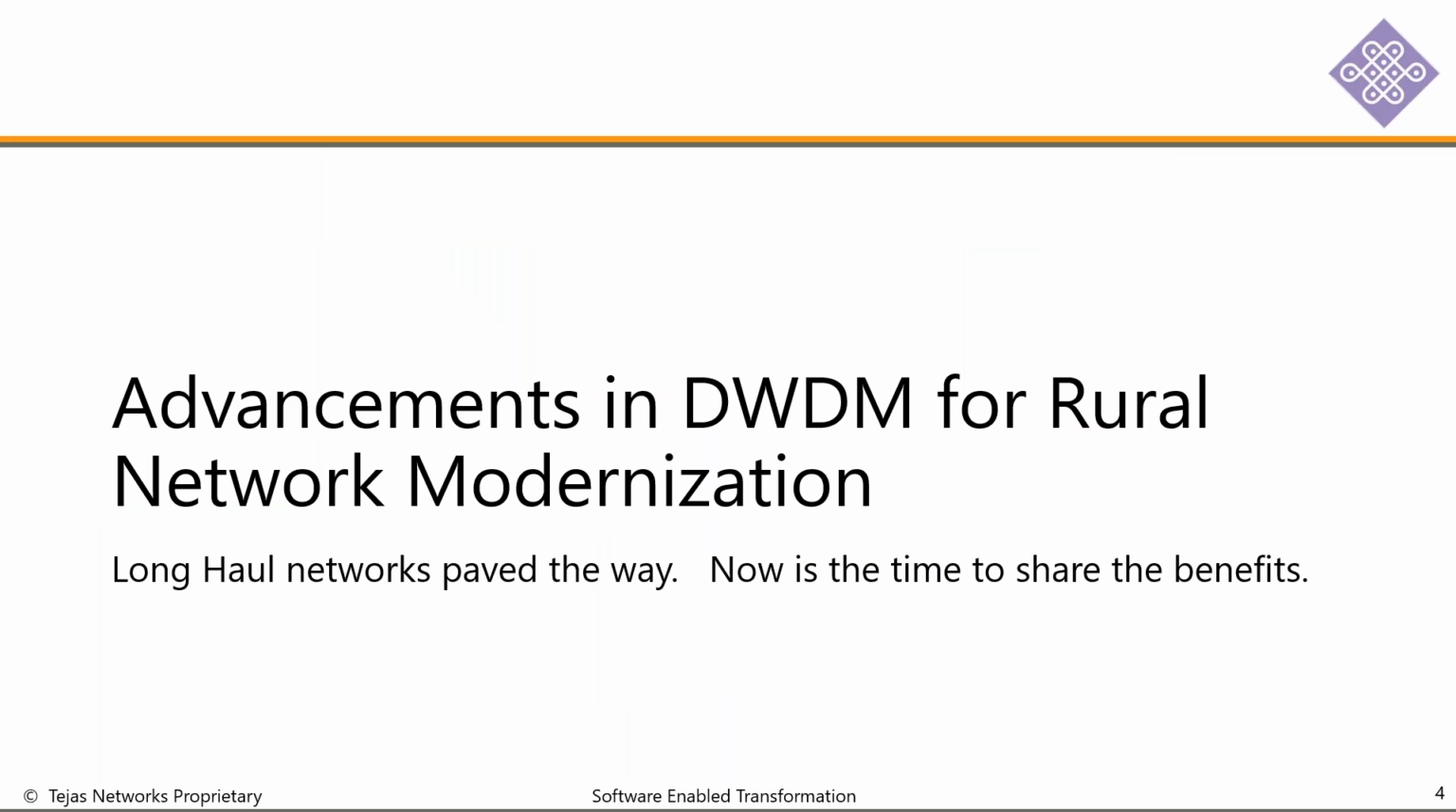The first one is looking at DWDM for rural network modernization. Long-haul networks paved the way. Now it's time for them to share the benefits. All the work that they've done on the long-haul networks and all the technologies they've created for the long-haul networks, we can move into the rural networks. Maybe not all at once, but we can pick and choose which technologies make the most sense as we move those into the rural networks.